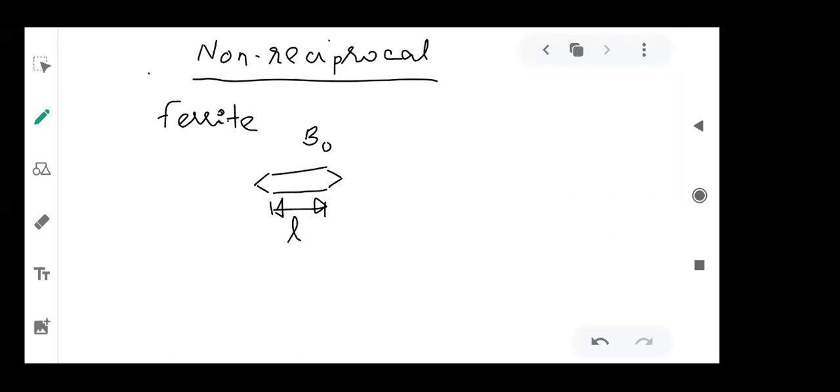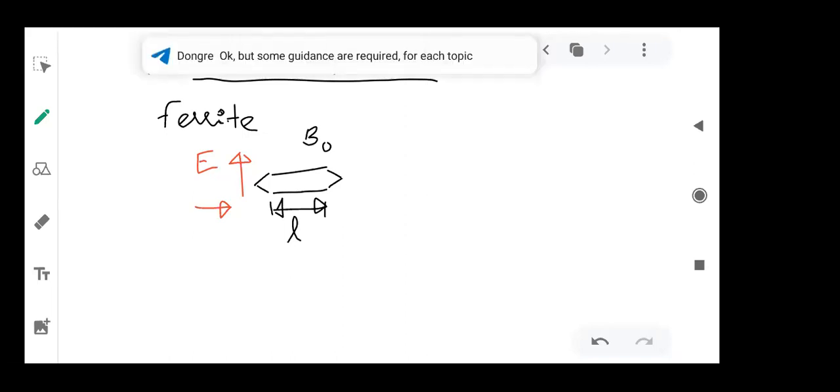Now, suppose a signal moves from the left side to the right side, and suppose it is vertically polarized like this electric field. Okay, actually I should refer to the magnetic field because it is ferrite material.